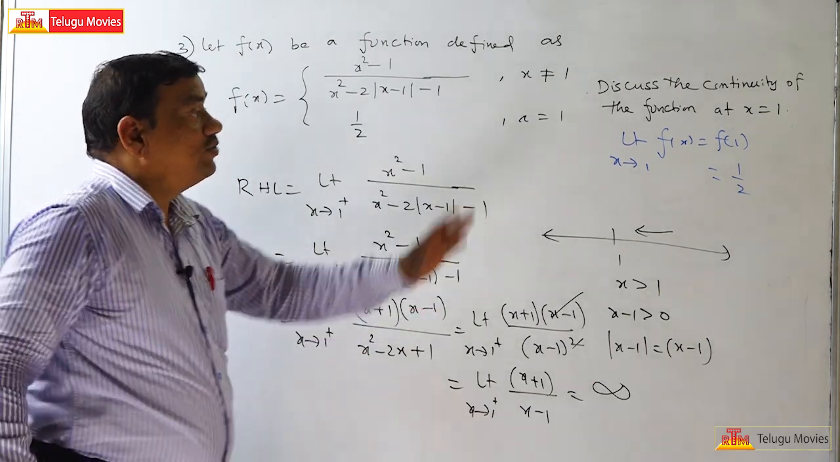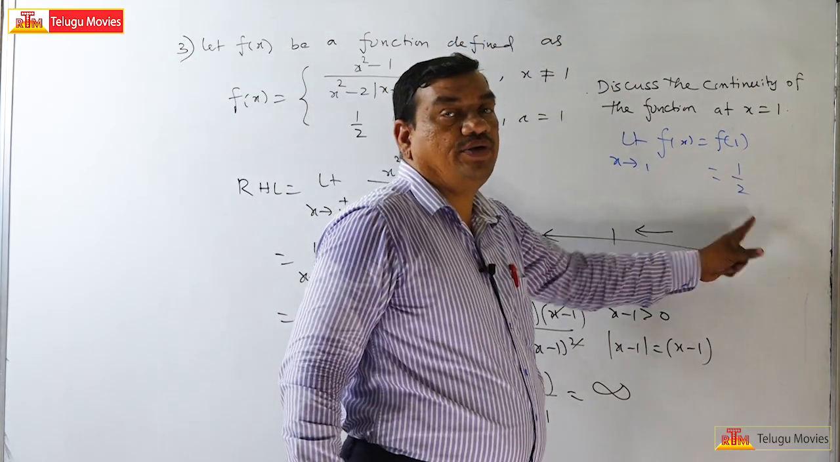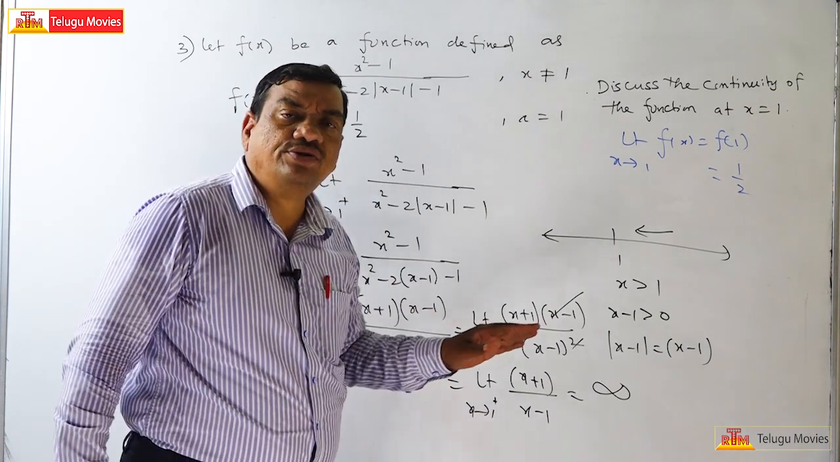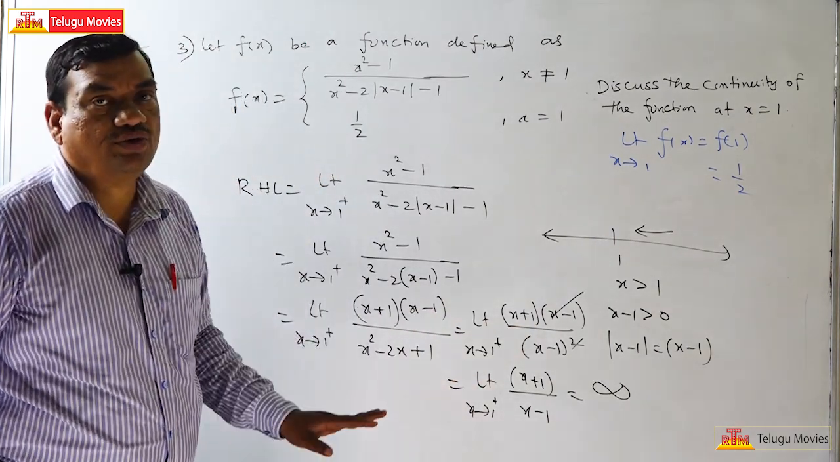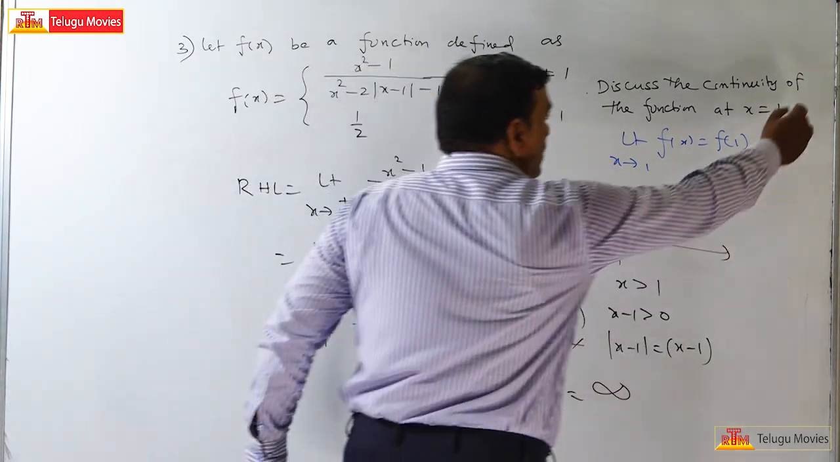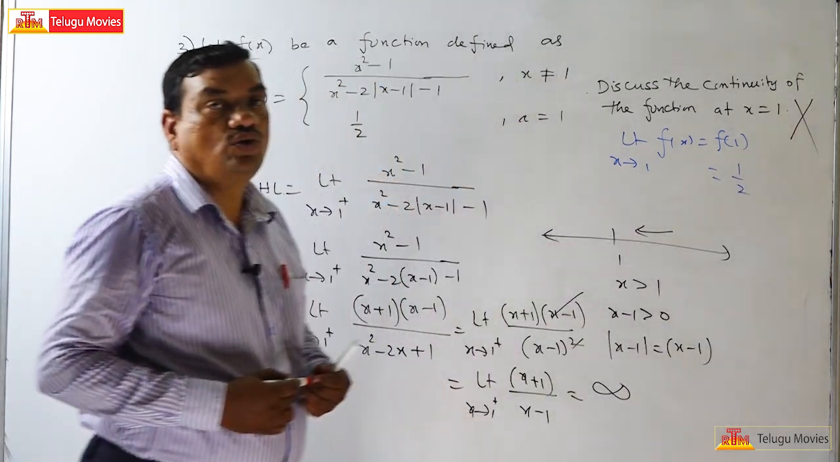Now, we have to get the answer 1 by 2, but here the right hand side limit is infinity. No need to check the left hand side limit. Therefore, the function is not continuous at x is equal to 1.